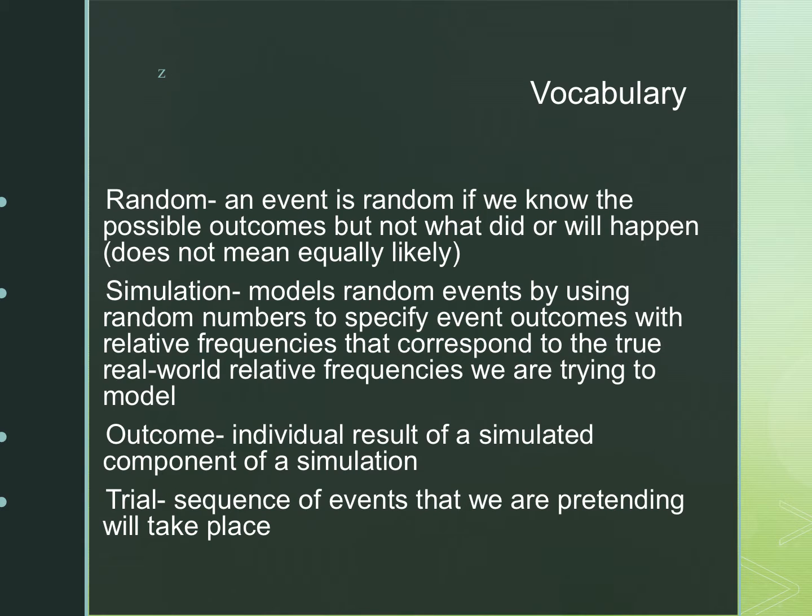The outcome is the individual result of a simulated component of a simulation. And a trial is the sequence of events that we're pretending will take place. So we're going to simulate shooting free throws. The outcome is whether we made the free throw or not, and the trial is how many we made in 5 attempts.